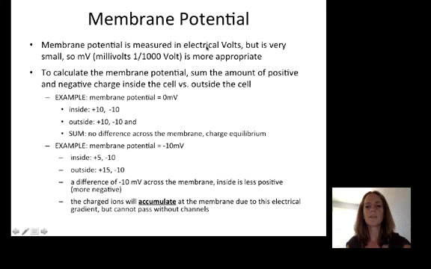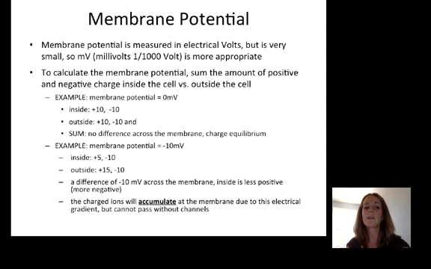So membrane potential is measured in volts, but it's very small, so we use millivolts, which is 1/1000th of a volt. To calculate the membrane potential, we actually use something called the Nernst equation. The Nernst equation is not something you guys are going to need to use in this course to calculate membrane potential. If you go further and you have an interest in neuroscience, you will learn the Nernst equation. We're not going to do that today. The Nernst equation helps tell us the actual ion concentrations and how that relates to the charge. We're not going to do that here.